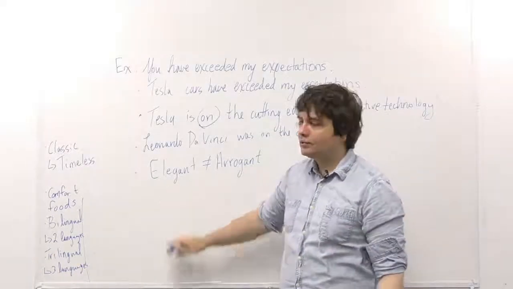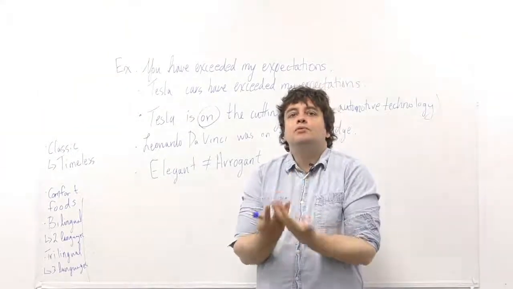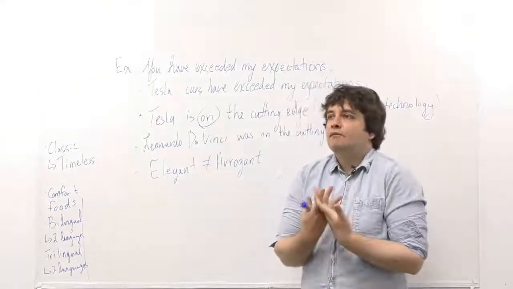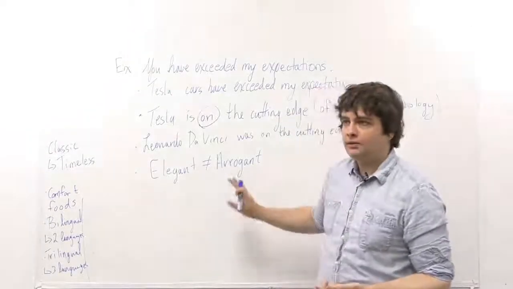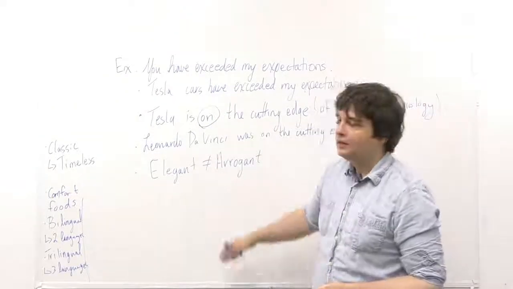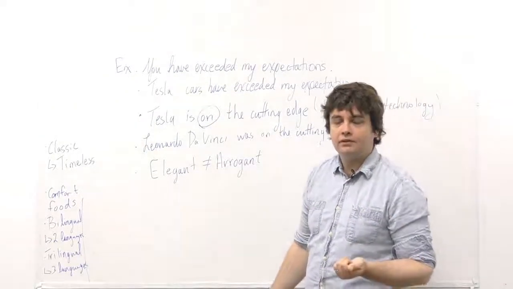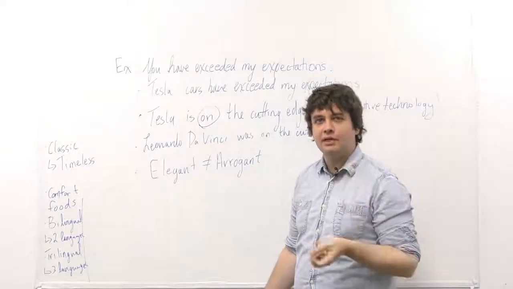If we describe a product as being elegant, it must be kind of beautiful, special, look delicate, right? Arrogant is completely different, right? Arrogant means overconfident, way too confident to the level where it's kind of disgusting.